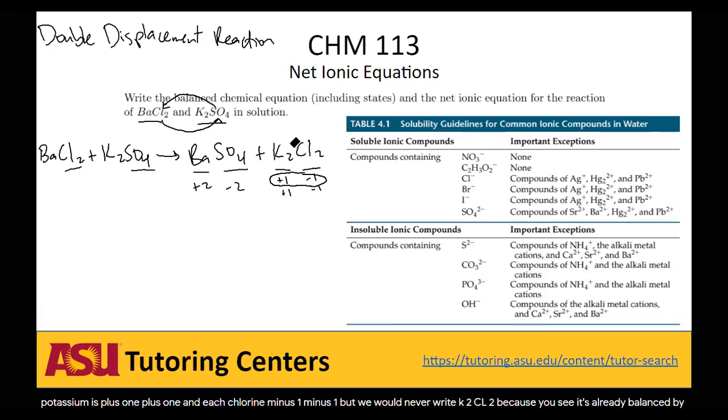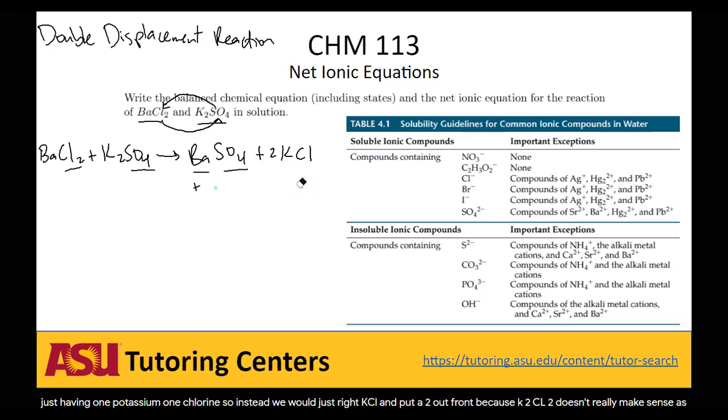So instead we would just write KCl and put a 2 out front. Because K2Cl2 doesn't really make sense as an ionic compound. It's written like it's supposed to be a molecular compound, or rather a covalent compound is what I should call it. But it's just an ionic compound, so that wouldn't make sense. So there we go. This is our balanced chemical reaction.